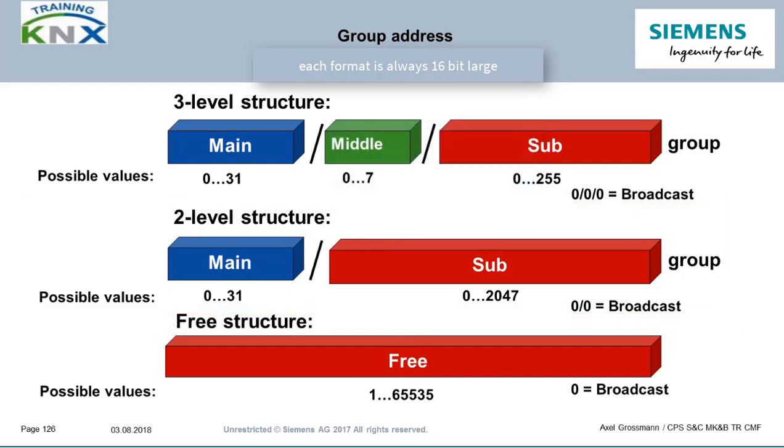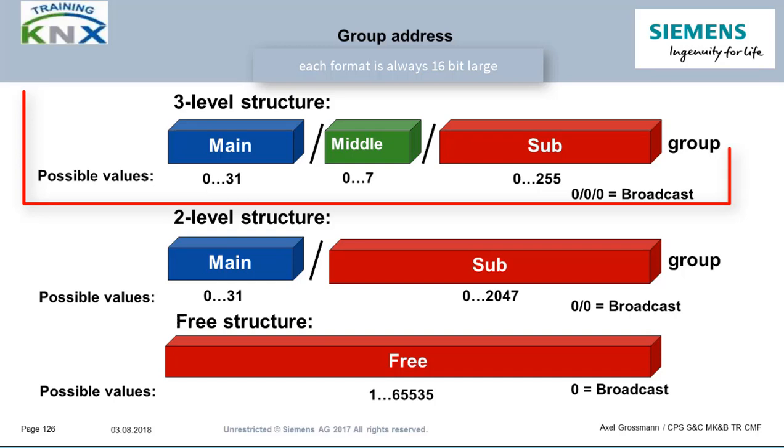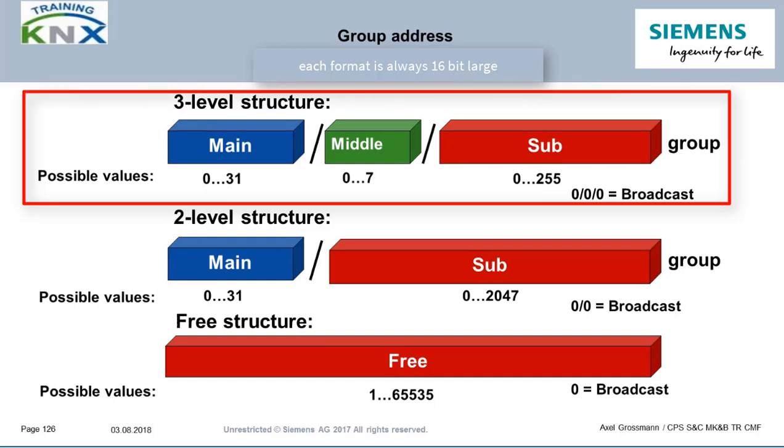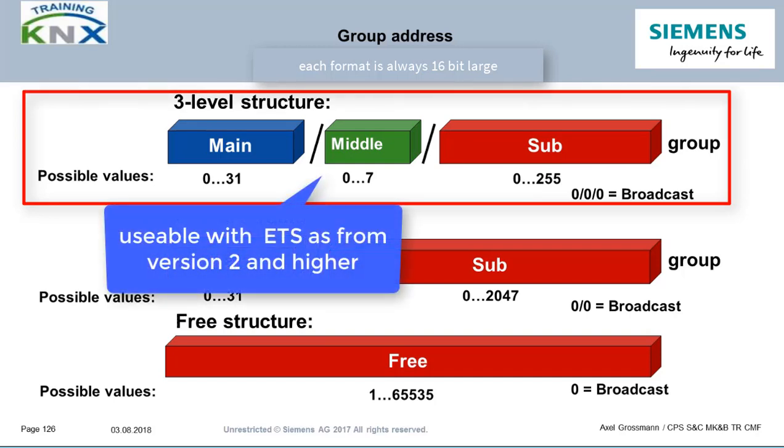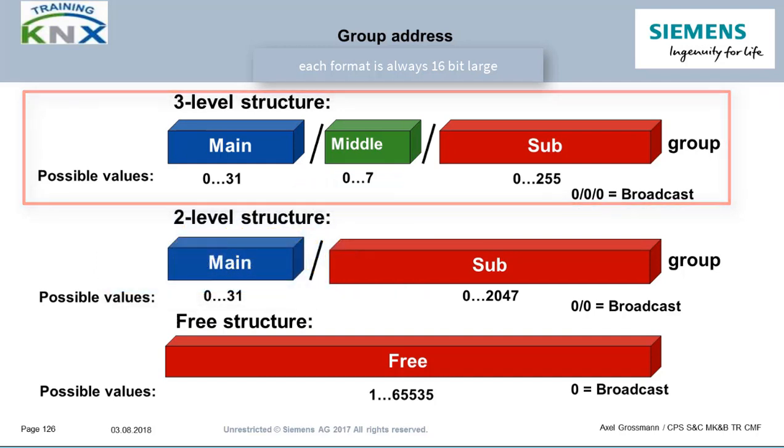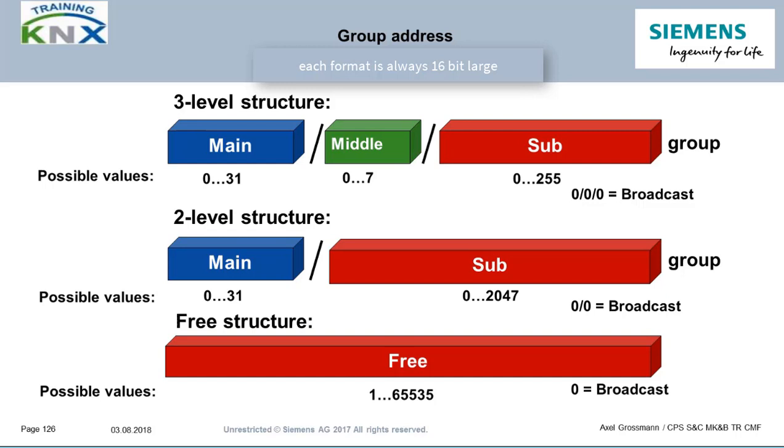When ETS2 was launched later, the three-level structure was introduced. It is distinguished by the further splitting of the subgroups into 8 middle groups of 256 addresses each. The bit grouping in this structure is 5-3-8, which is different from the individual address with 4-4-8.